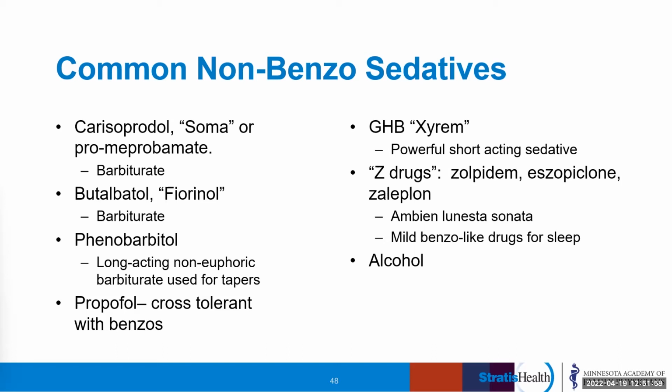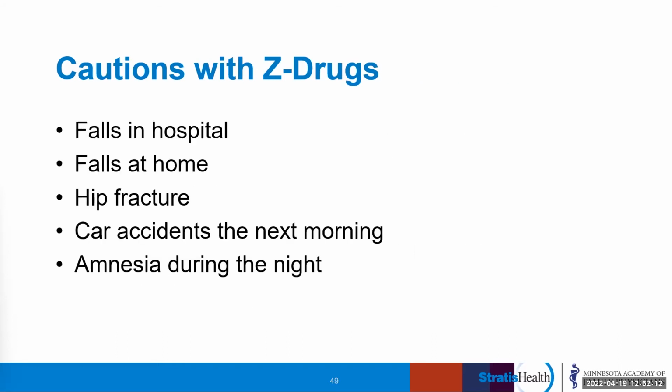Propofol. Unless you're Prince's doctor, you're probably not using that. GHB, the Z drugs, so Ambien, Lunesta, those things, and then alcohol. So other things that can cause similar effects. When combined with the benzo, it's even going to be more risky. And same exact issues with the Z drugs, so these are your Ambiens: the same falls, the car accident, amnesia, you don't remember what you did.